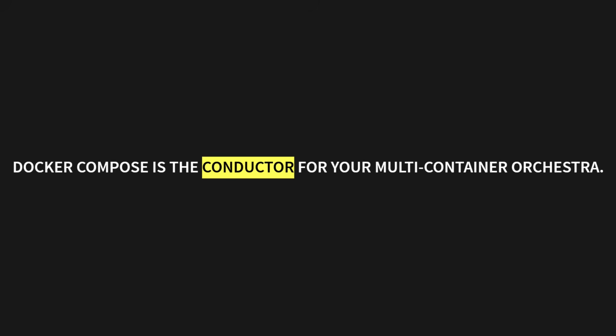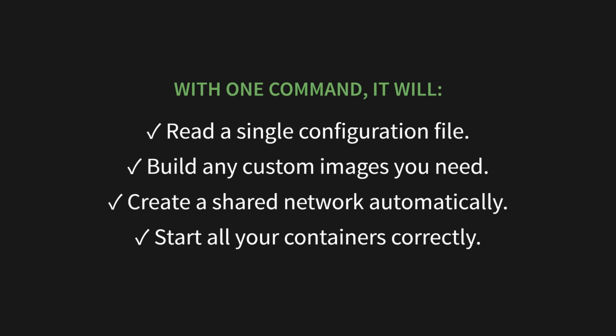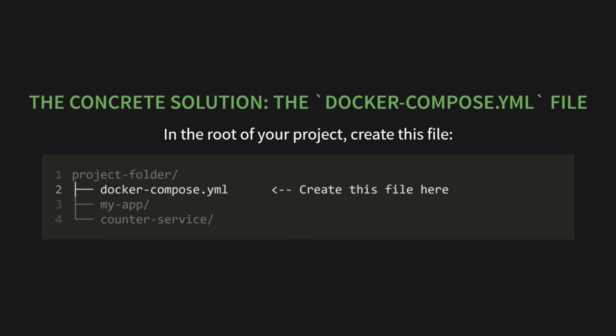With just one command, it will read a single configuration file, build any custom images you need, create a shared network automatically, and start all your containers correctly. So let's get concrete. The solution is the docker-compose.yaml file. In the root of your project, you're going to create this one file, right alongside your my-app and counter service folders. Okay, let's look inside this file.